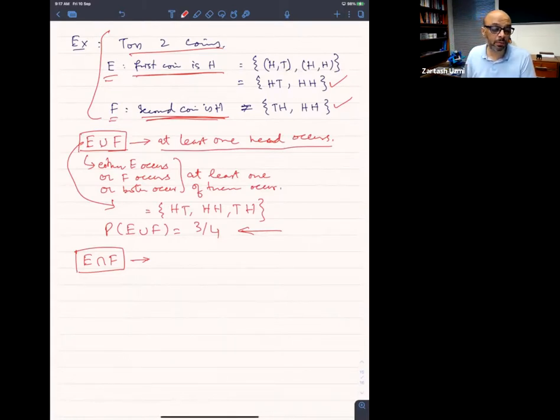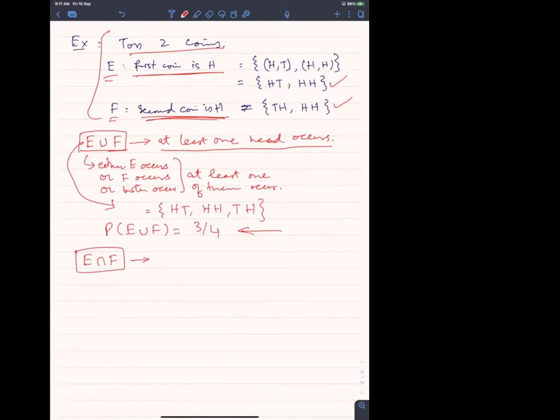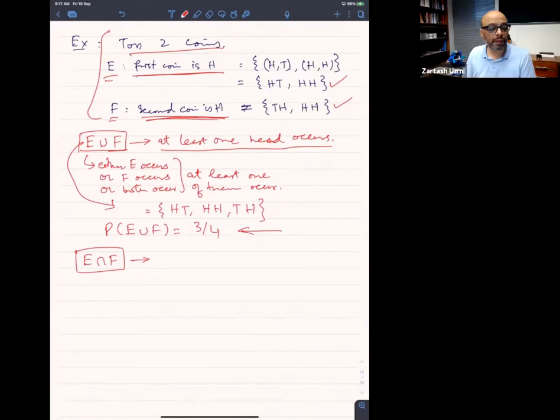What is the interpretation of E intersection F? Answers in the chat window. What would be the interpretation of that? Tara, Rafe, Bilal, Mustansir. Bilal, H is fine, but the interpretation is that both are heads. E occurs and F occurs. When you have an intersection of two sets, you take their common points. So that means E is occurring and F is also occurring.